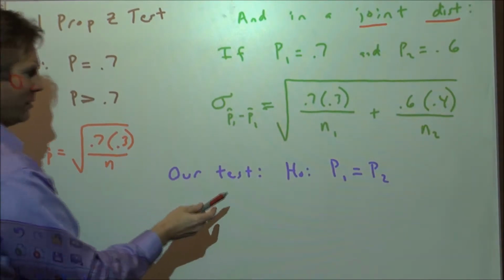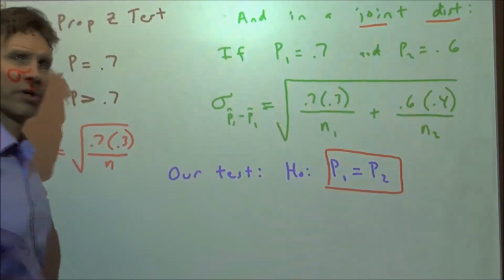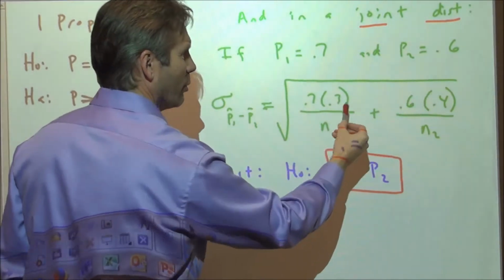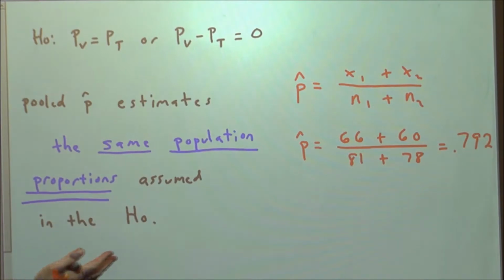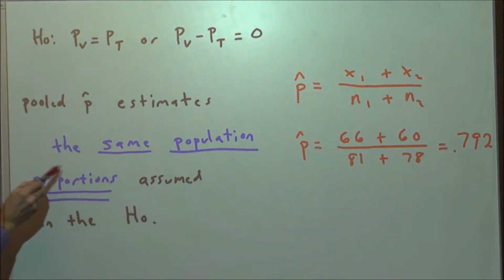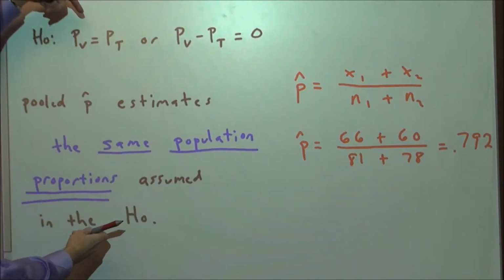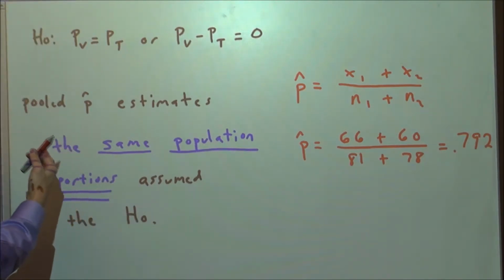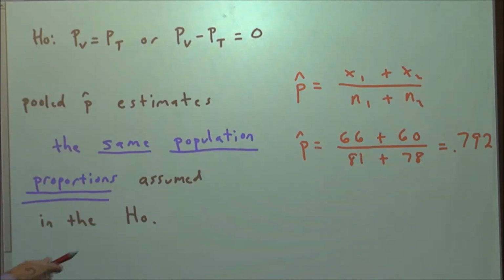Well, the dilemma is, in our test, all we know is that we're assuming that the two proportions are equal, but we don't have any indication of what those same proportions would be so that we can use them in our standard deviation formula. And so this is why we have to pool the p hats together, because we need to estimate the same population proportions that are assumed in the null. So we're assuming that these guys are the same, but we need to estimate what that same value is, because we need to put that value into our standard deviation formula.